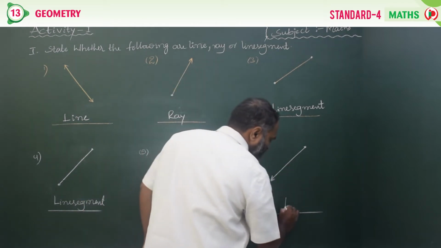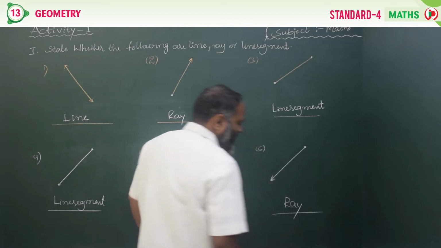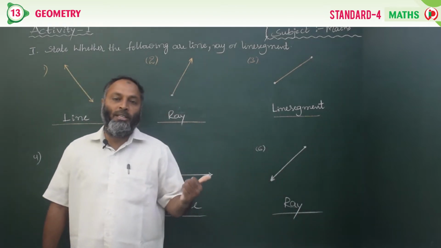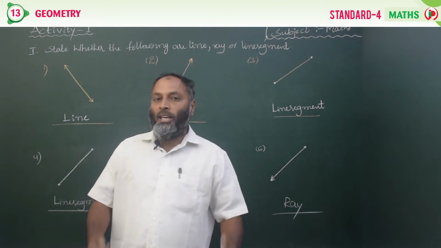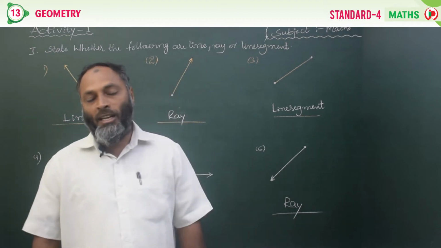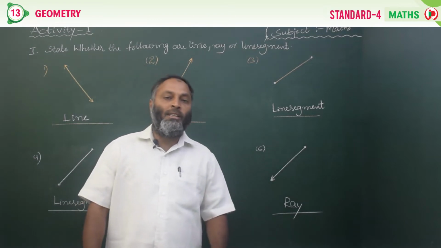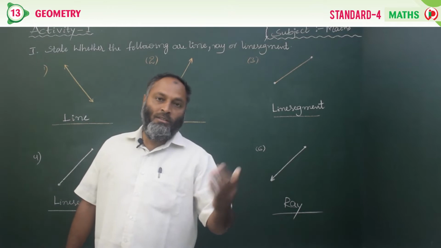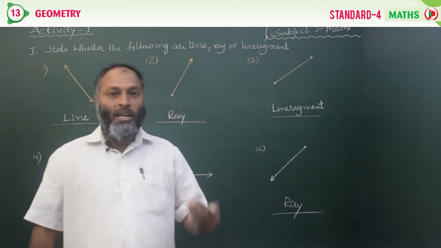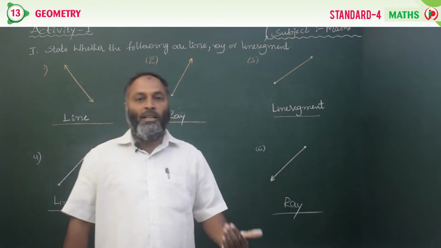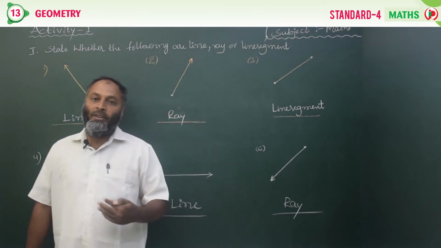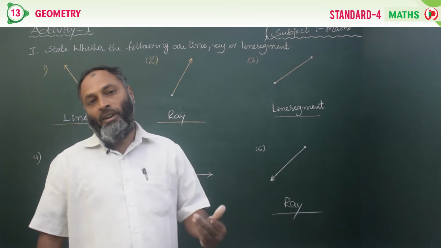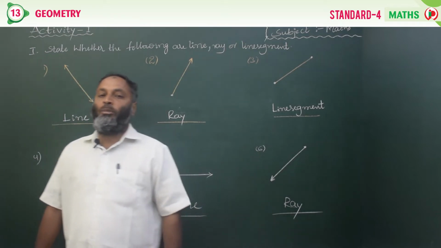So in this way, first we decide how many endpoints are given. If one initial point is there and one arrow is there, that is a ray. If two arrows are given, then that is a line. If two endpoints are there, then that is a line segment. In the same way, some more three questions were given. In that, first you check whether it is a ray or line segment. Write those three questions according to the definition of a line segment and ray. That three you do as your home assignment.